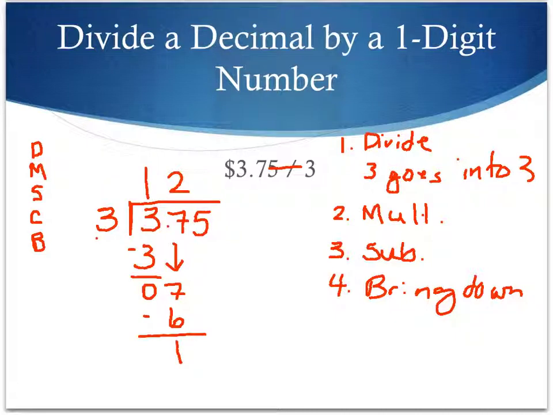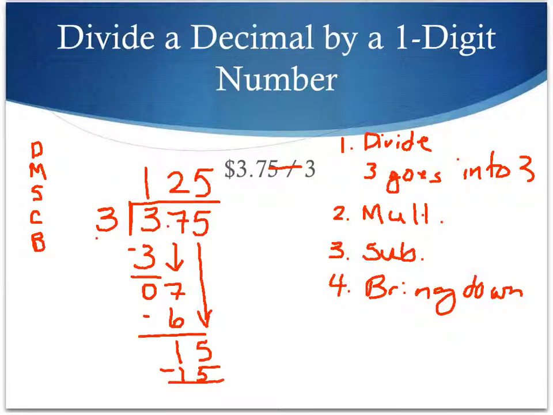Check. Is 1 smaller than 3? Once again, it is. Therefore, I can go to the last step, which is bring down the 5. I'll go back to the beginning. 3 into 15. 3 goes into 15 5 times. So I'll put my answer right up there. Then I will multiply. 5 times 3 is 15. So I'll put 15 down there underneath there.